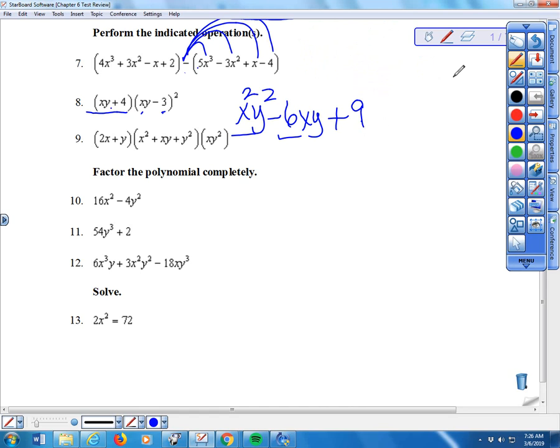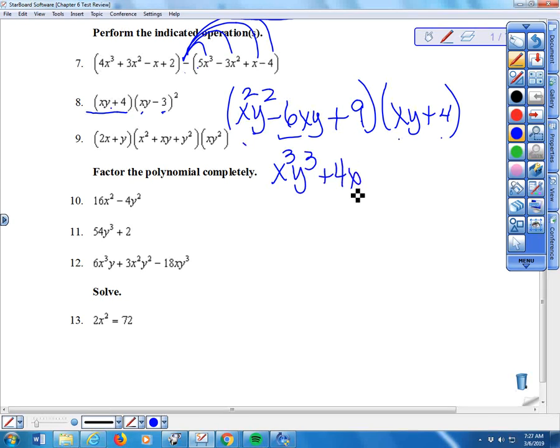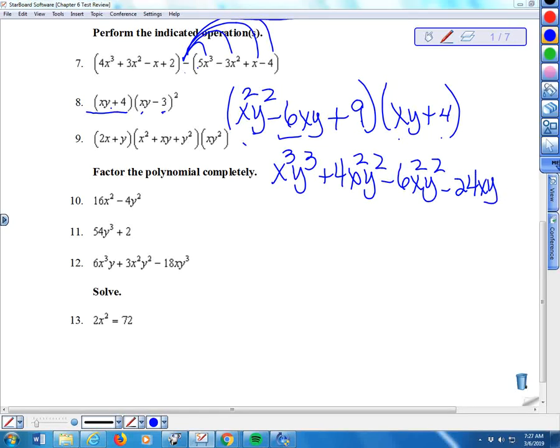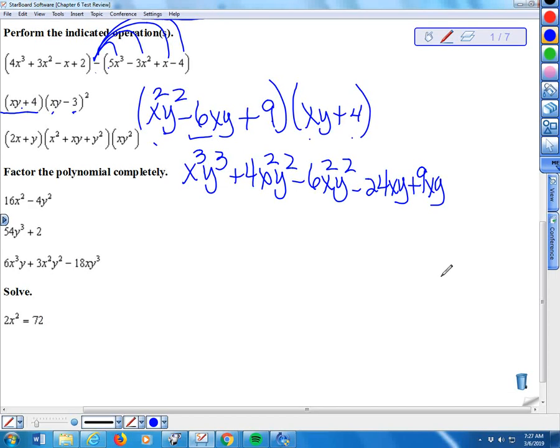Okay, now I'm going to go ahead and multiply this by xy plus 4. Okay, x squared y squared times xy is x cubed y cubed. x squared y squared times 4 is 4x squared y squared. Negative 6xy times xy is negative 6x squared y squared. Negative 6xy times 4 is negative 24xy. 9 times xy is 9xy. And 9 times 4 is 36.